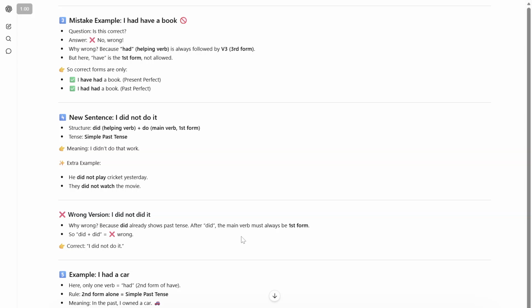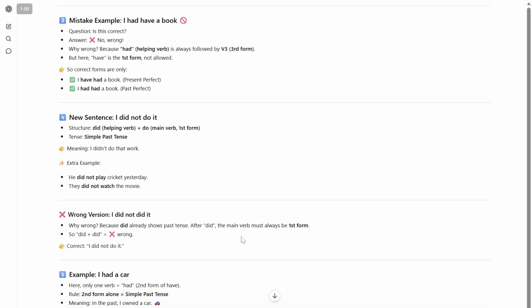Past new sentence, I did not do it. Structure, did, main verb, first form. Tense, simple past tense, meaning I didn't do that work. Extra example, he did not play cricket yesterday. They did not watch the movie. Wrong version, I did not did it. Why wrong? Because did already shows past tense. After did, the main verb must always be first form. So did plus did equals wrong. Correct, I did not do it.